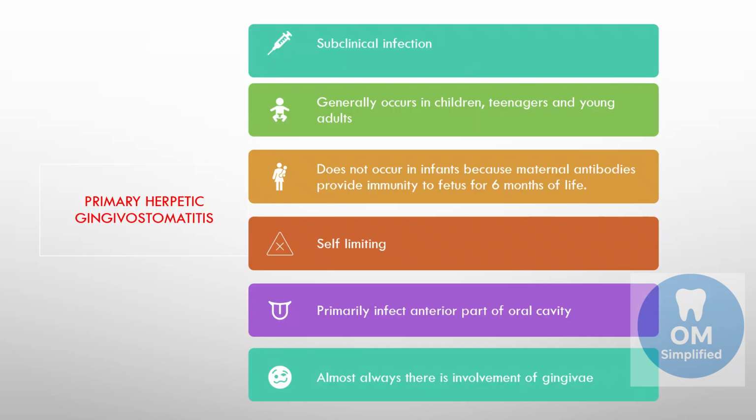Moving on with primary herpetic gingivostomatitis, which can be a subclinical infection that can occur in children, teenagers, and young adults, but not infants, as maternal antibodies provide immunity to the fetus for 6 months of life. These infections are self-limiting, primarily infecting the anterior part of the oral cavity, and almost always there is an involvement of gingiva, hence the name primary herpetic gingivostomatitis.